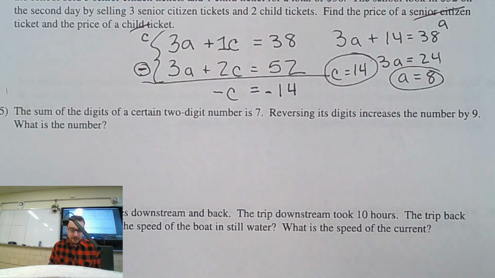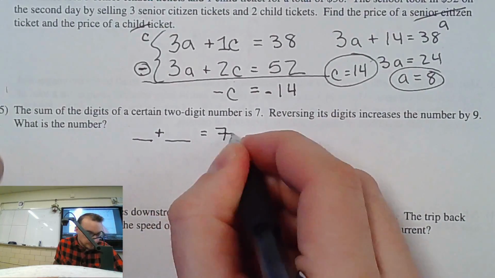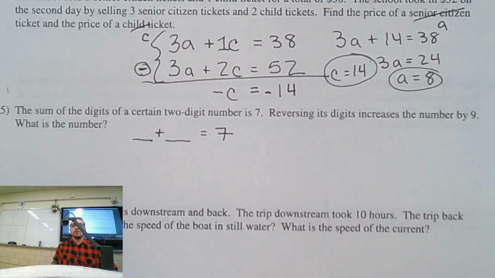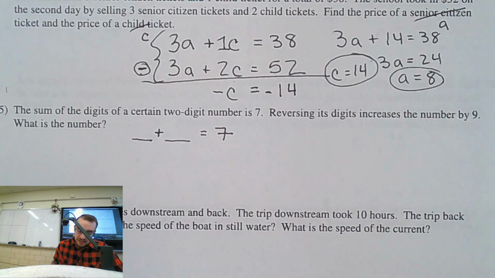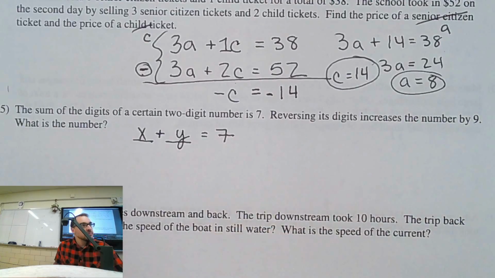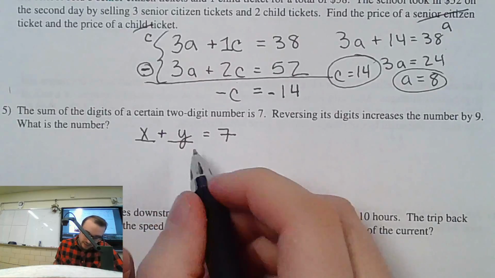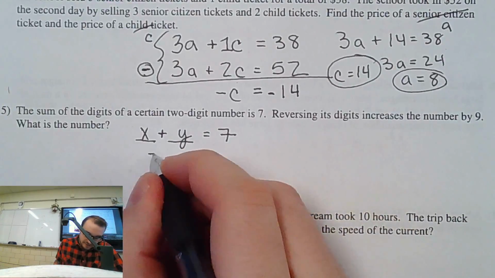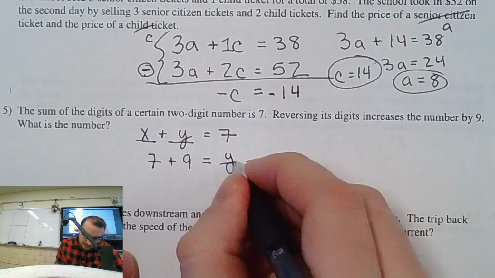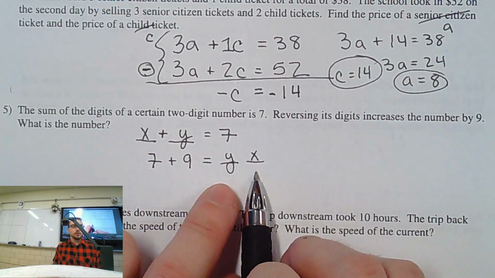So the sum of the digits of a certain 2-digit number is 7. So we have 2 digits, and when we add them together, we get 7, right? Yeah, it's just like our warm-ups, but with x's and y's. Reversing its digits increases the number by 9. So let's call this x and y for its digits. And if we reverse the digits, it increases the number by 9. So 9 plus the number is going to be whatever yx is. That's not multiplication, that's the digits. We cool with that?